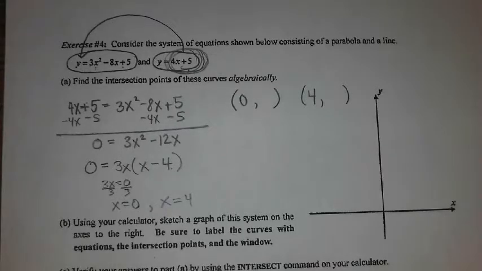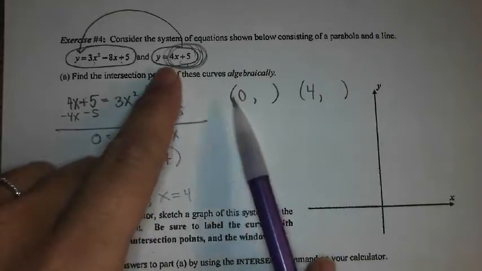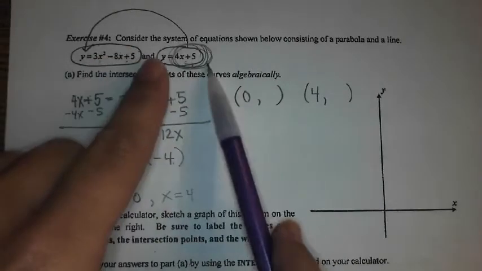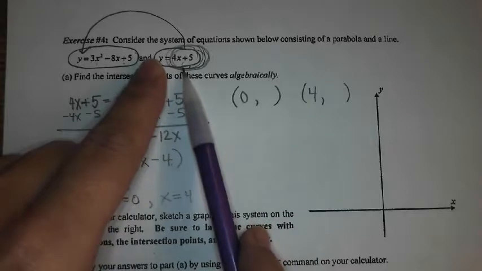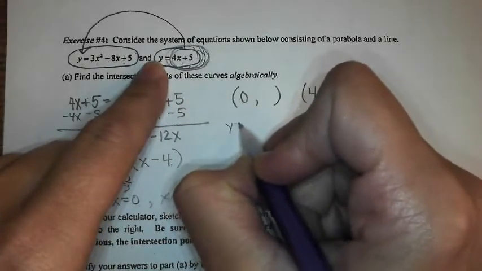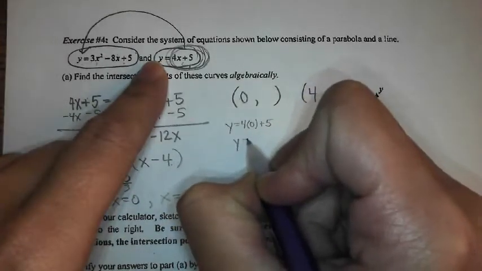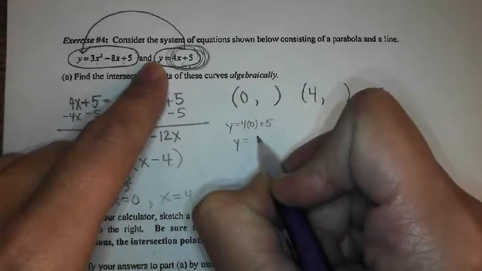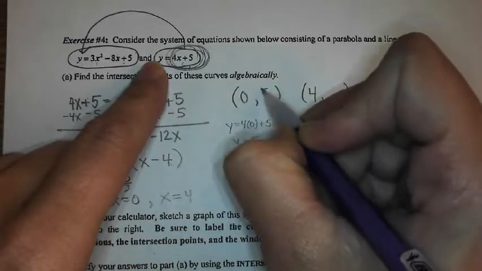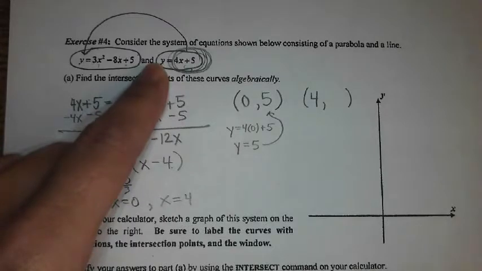But just like any other system, once I have one variable's value, I can plug it into either original equation. I'll plug it into the linear because that's just easier. So if I know x is 0, that gives me y equals 4 times 0 plus 5. And so what does that y equal? 5. So that fills in my missing coordinate there.